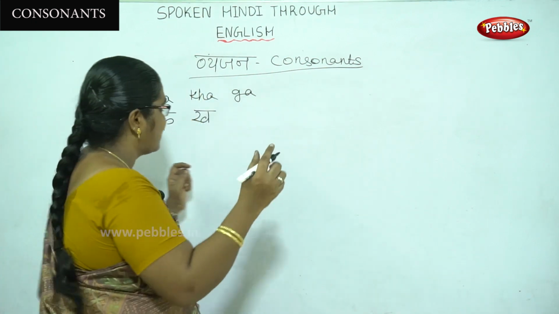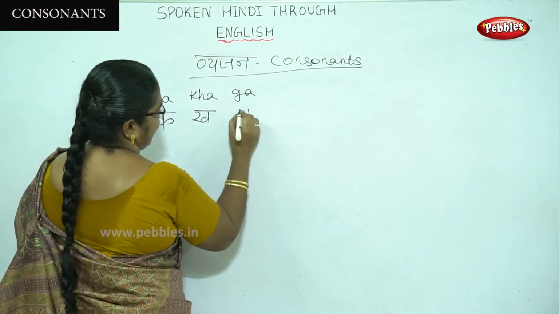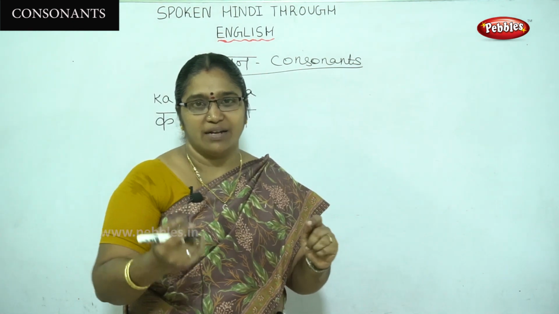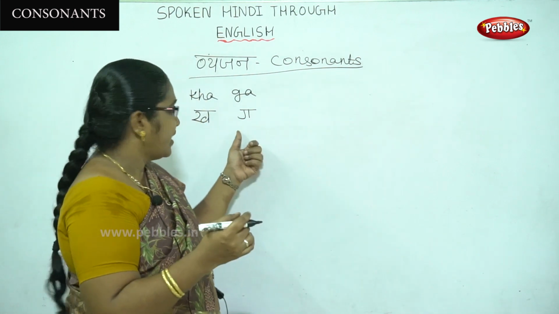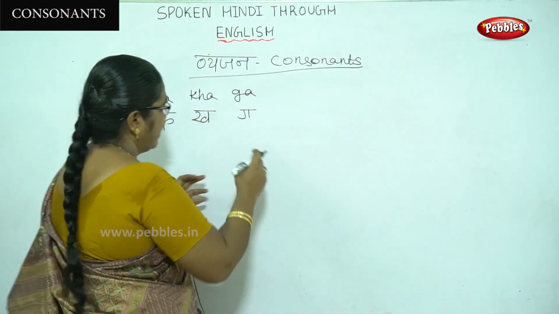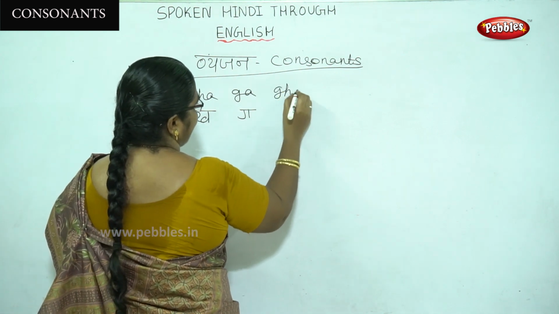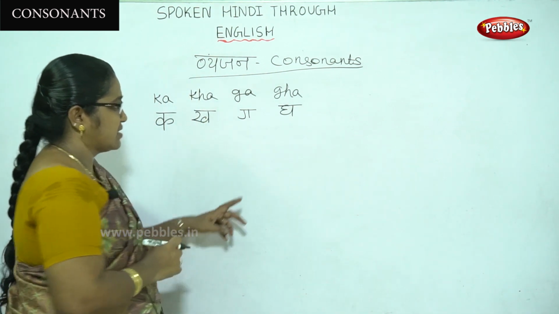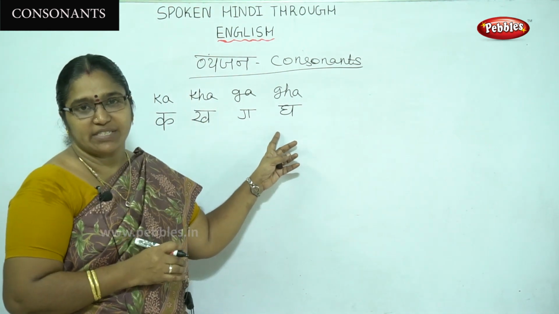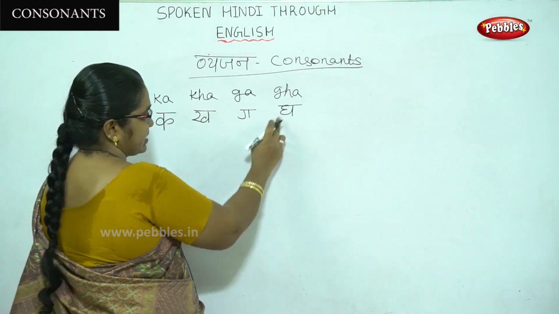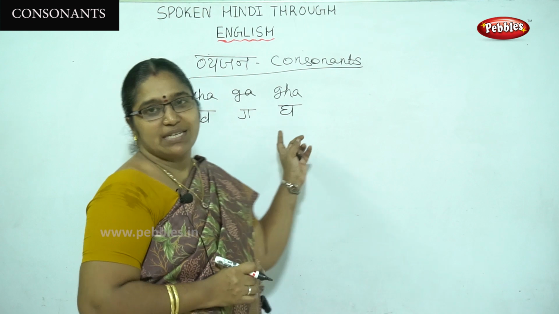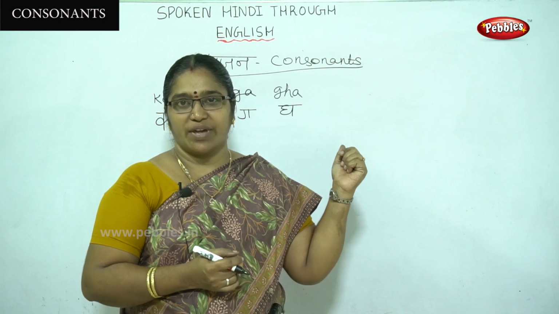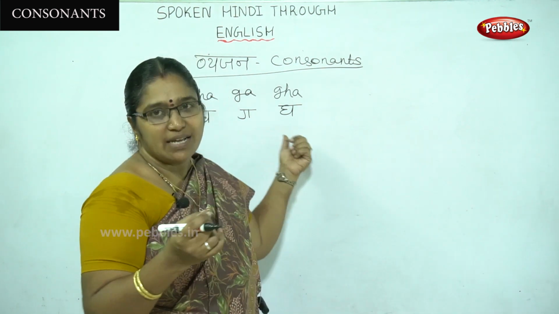Ga. We can write it like this. Words like gamala, gana. The next ga is gha. We have to write it like this: replace the 3 in the reverse direction and put a mark. This is used for gar. For that we have to use this ga only.